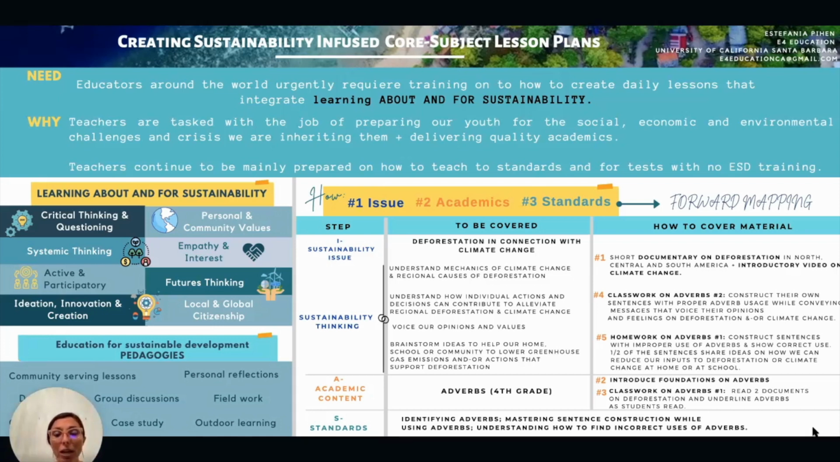As a fourth activity, once the students have really consolidated the mastery and the knowledge on correct adverb usage and identification, she decided to assign classwork where the students would create their own sentences with correct use of adverbs, while at the same time they were conveying messages about their feelings, their opinions about deforestation and climate change, simply to give them an opportunity to share their personal values and perhaps also their community values.